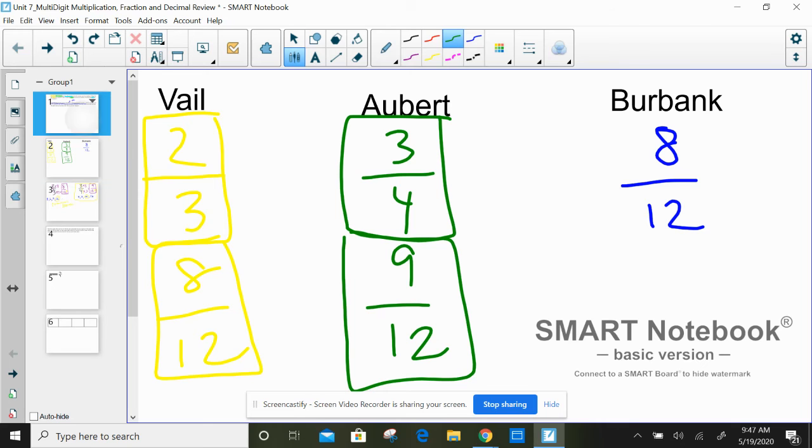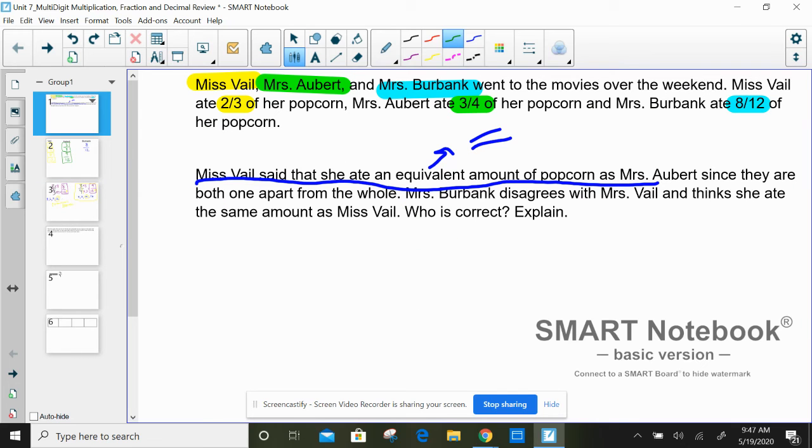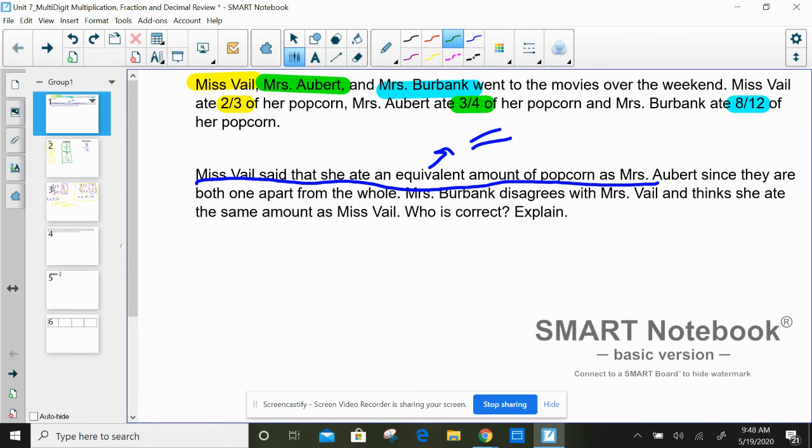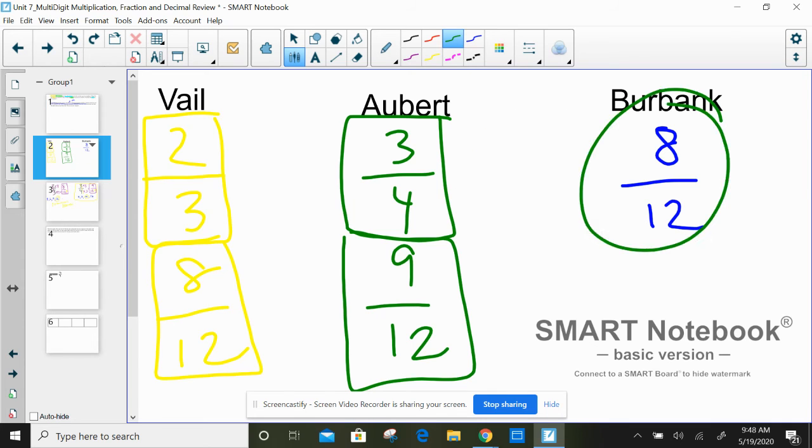And now the next question is, Miss Vale said that she thinks Miss Albert had the same amount, but they didn't. Miss Albert had a teeny bit more, 9/12 versus 8/12. Okay, so they did not have an equivalent amount. But Miss Burbank disagrees with Miss Vale and thinks she ate the same amount as Miss Vale. So let's see. Miss Burbank says she thinks she ate the same amount as Miss Vale. They did. They both had 8/12.